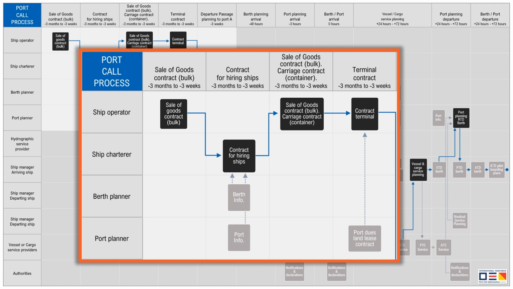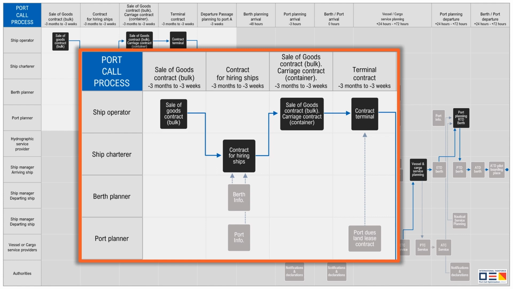1. A contract of sale. This contract may be absolute or conditional depending upon the desire of contracting parties. 2. A contract for hiring ships. If the party responsible for transport does not own a vessel, one needs to be hired, otherwise known as chartered. The charterer needs to sign a contract with the vessel owner or operator, the so-called charter party.